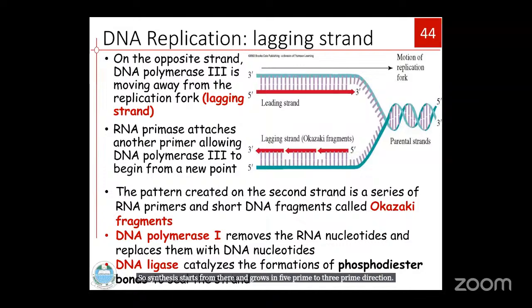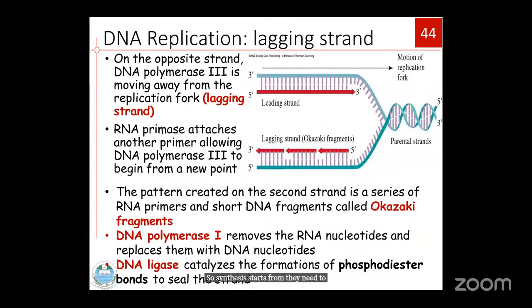But on the lagging strand now, on the lagging strand, there is no free 3'. So synthesis starts from the middle and it occurs in short fragments. And it goes in the opposite direction of the leading strand, and it moves away from the replication fork.